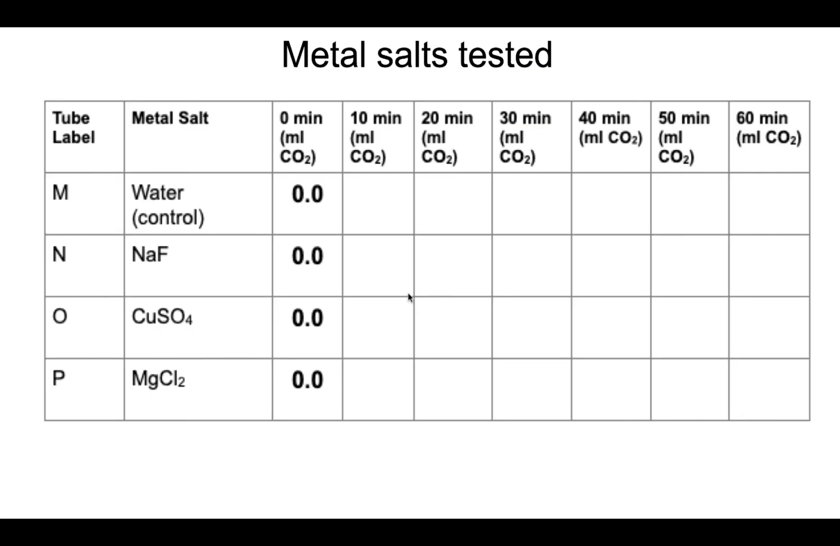You're going to take a yeast solution, you're going to add water, that's your control, no metal salt. Just yeast and glucose. And then you're going to take yeast and glucose and add sodium fluoride, copper sulfate, magnesium chloride. And you're going to measure how much CO2 is produced over the course of an hour.